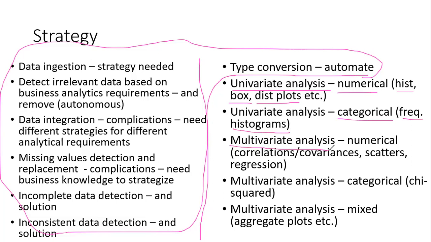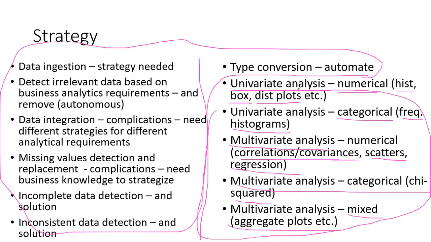And then we have the multivariate analysis in which we can do first of all on the numerical data. I have correlation, covariances, I have scatter plots, I have regression. I also have the t-test if both data are numerical. In the categorical, we have the chi-square test, and in the mix we have the aggregate plots and ANOVA. So ANOVA, chi-square test, t-tests, and then all of these together. So this will form your data understanding. So all of these should be on the dashboards, and they should update themselves regularly.